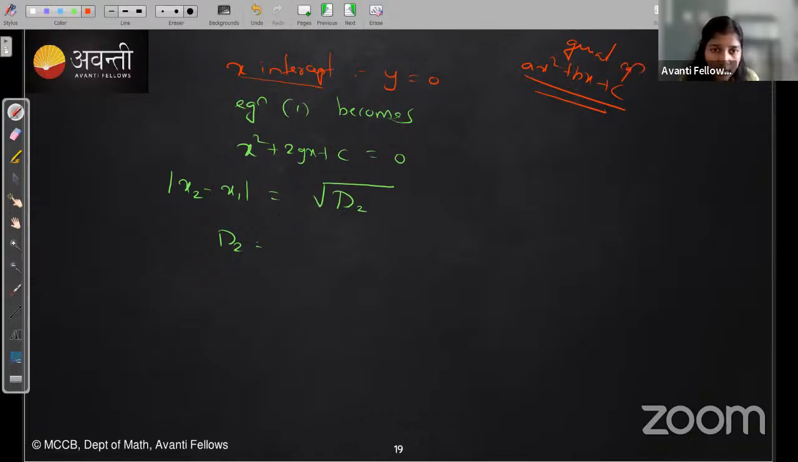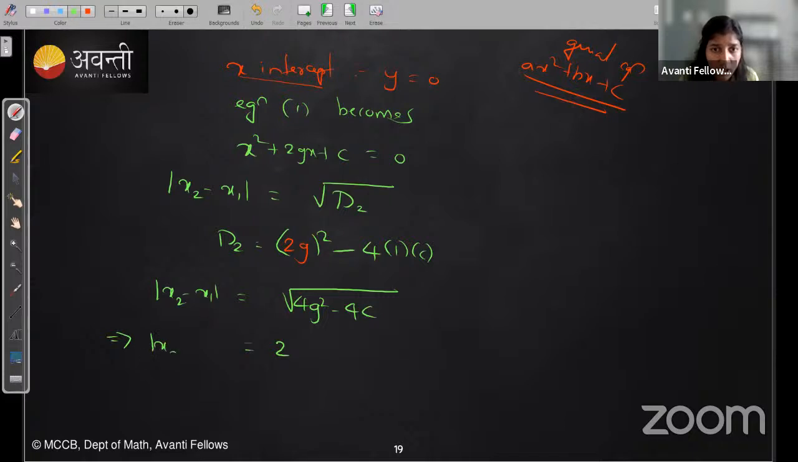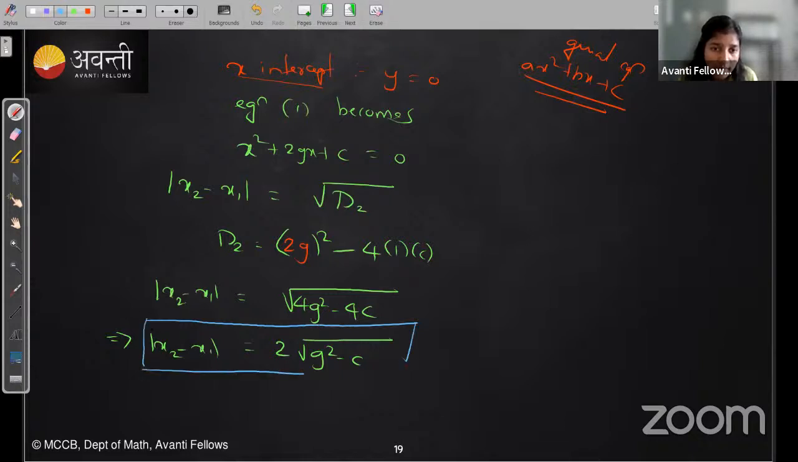So b will be what? 2g. So b squared minus 4, a is 1, then c. So mod of x2 minus x1 will be what? It's going to be the square root of 4g squared minus 4c. So this is going to be 2 root g squared minus c. So this equation represents the x-intercept.